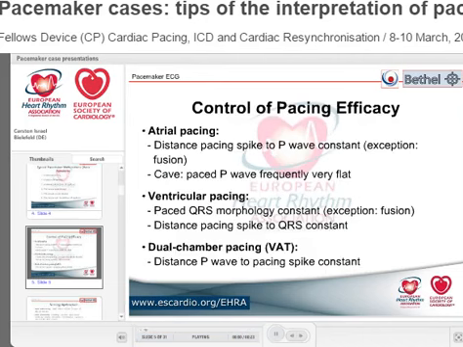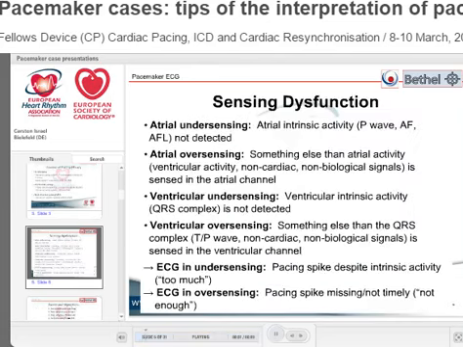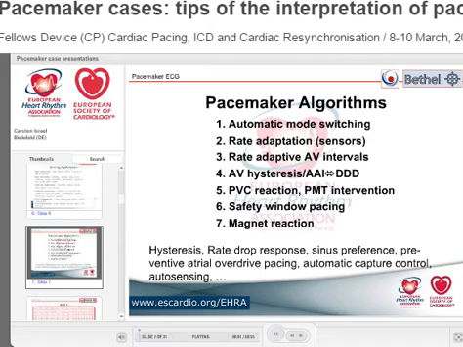Always look again, this is the second time I mention it, please, at the distance between pacing spike and P wave, or pacing spike and QRS. And also, if it's a dual chamber, the distance between the P wave of the patient to the next pacing spike, and then you can understand if it's undersensing, oversensing, or anything else. Again, these are the 6 problems. There are either too many or too few paces. So that's the key.